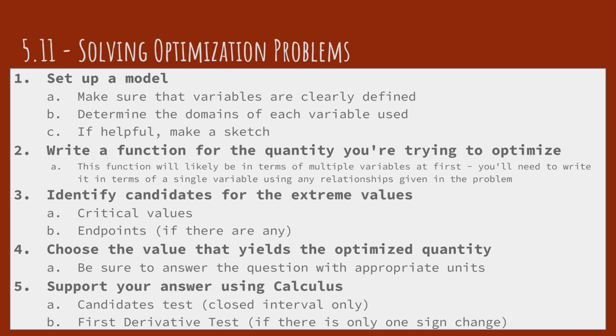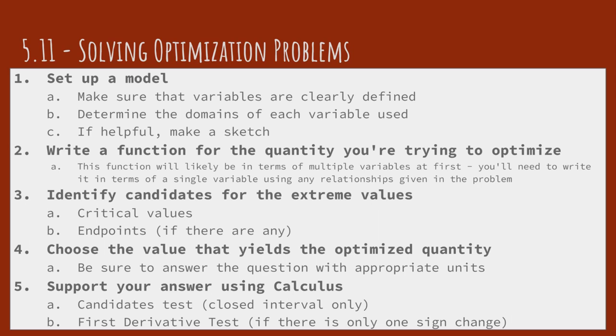We also want to support our answer using calculus. So we want to make sure that we're using things like the first derivative test or the candidates test to justify that the value that we have is a maximum or is a minimum. What we're looking for here with these optimization problems will be global extrema, so an absolute maximum or an absolute minimum. So usually we want to use the candidates test.